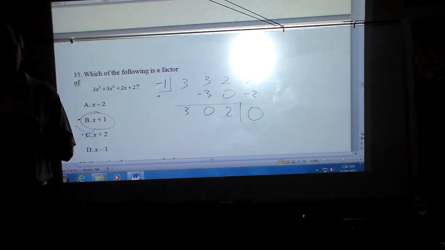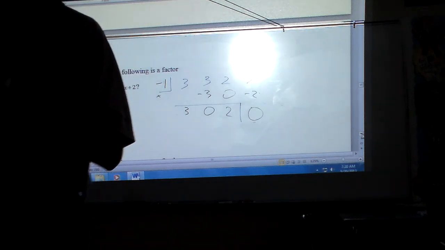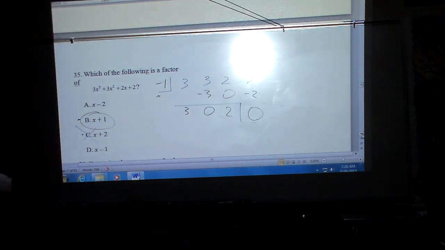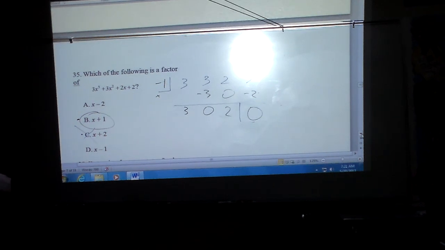But now you can also use long division, but synthetic is a lot easier. Also, you can go to your calculator, put in y equals to see which one of those places it particularly crosses at.